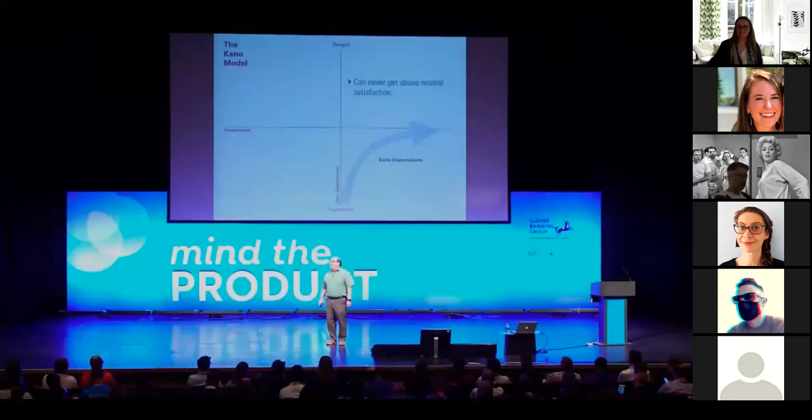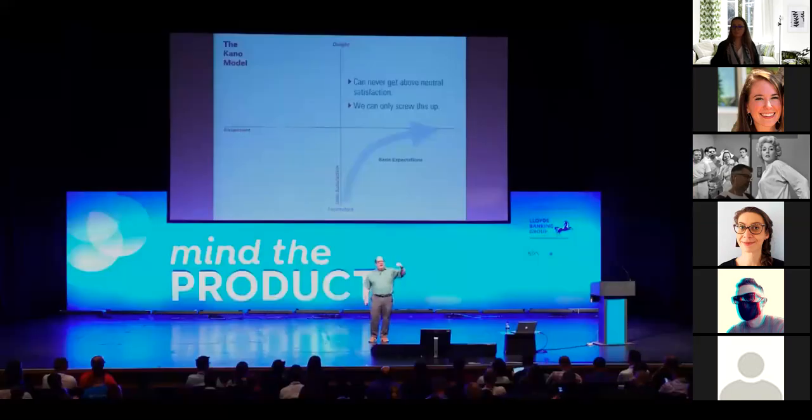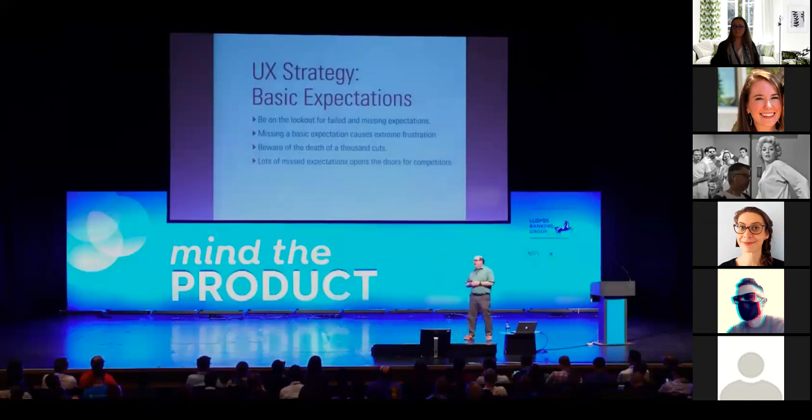So the only thing we can do with basic expectations is get them wrong. Right? That's the problem we have. They cost a lot, and we can only screw it up. This is what makes our jobs difficult, because we have to constantly be ensuring we have met expectations that our competitors set, that other industries have set, that we had no say in. So we constantly have to work at ensuring that we are meeting basic expectations.